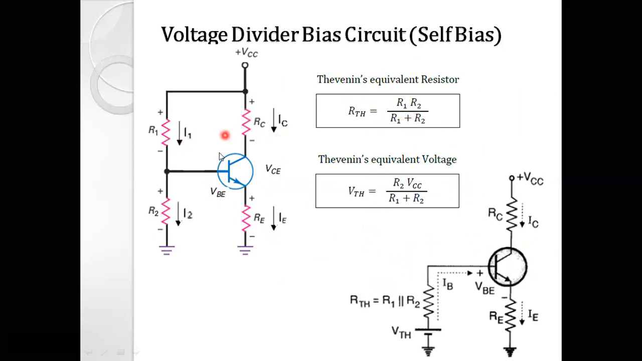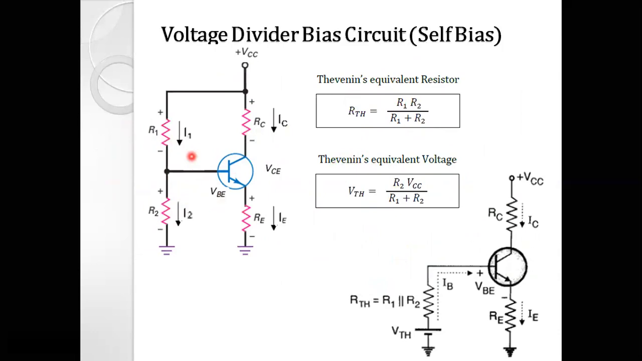That is, by keeping the output section open, R1 and R2 come into parallel, and when we find out the equivalent of these two parallel connected resistors, we get RTH equal to R1 into R2 divided by R1 plus R2. Similarly, Thevenin's equivalent voltage can be found out by keeping this output section open. So the voltage drop across the R2 resistor, or you can say the voltage at the base terminal, is given as R2 divided by R1 plus R2 into VCC. So this is the Thevenin equivalent voltage.